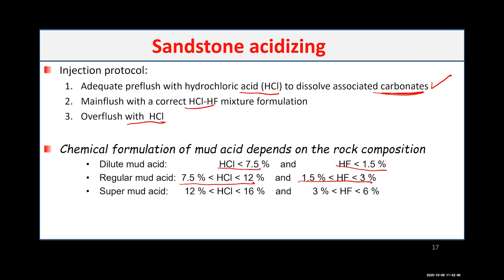And usually it's actually 12% HCl and 3% HF. That's the typical and the most used one. However, in some cases, we really need a high concentration of HF. In this case, we'll go with the HCl concentration to a higher value, like almost 16%, or 6% HF. But we don't use it that often. We use it only if we really need to dissolve a lot of silica near the wellbore area. But the typical one is the regular mud acid, which is 12:3. That's the typical one that we use in the field.